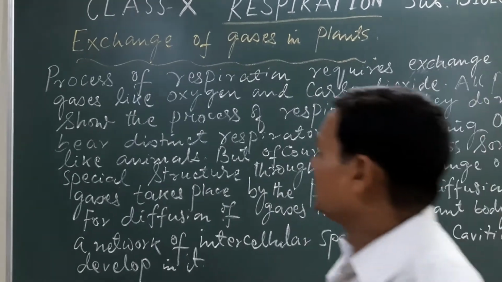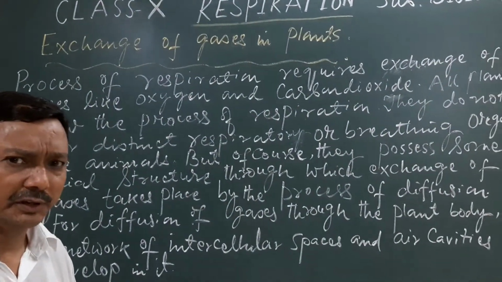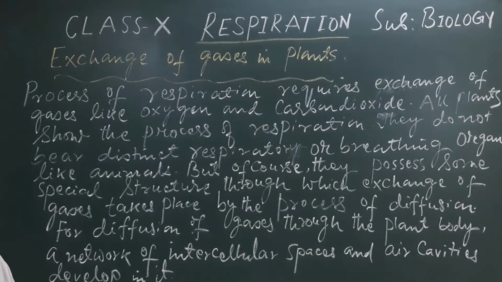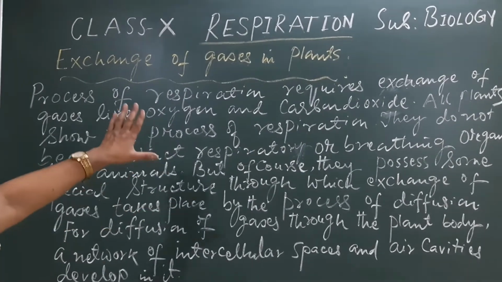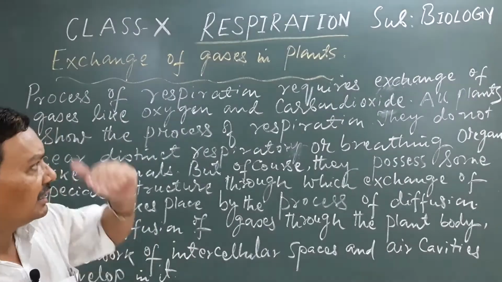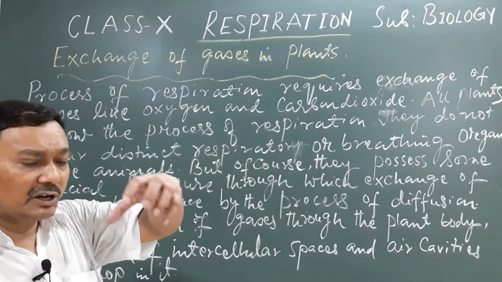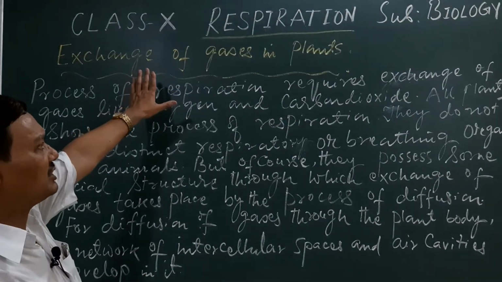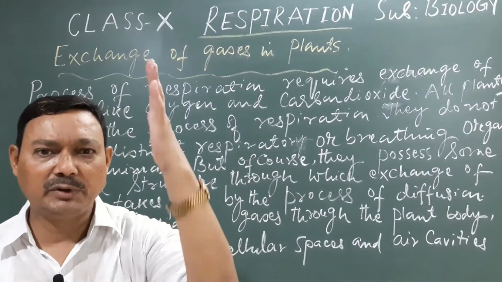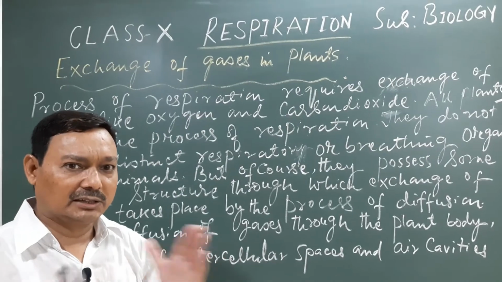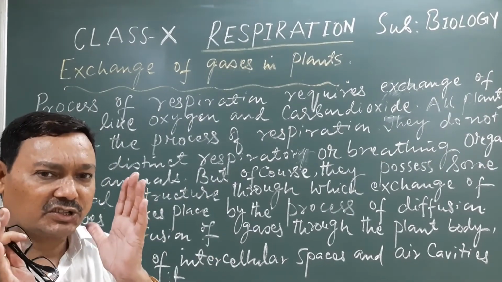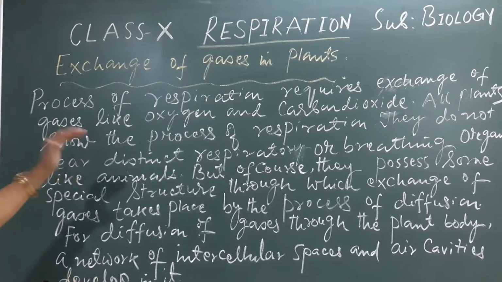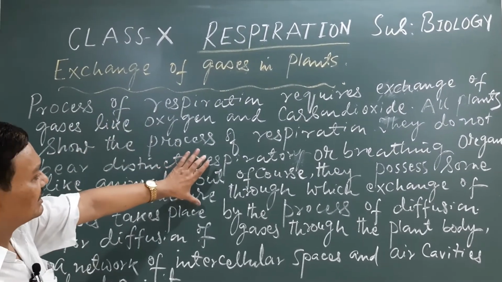During the process of exchange of gases in plants, in the previous topic, photosynthesis, we have also seen that there is an exchange of gases. In photosynthesis, carbon dioxide is taken and oxygen is given out. In reverse to that, in respiration, oxygen is taken and carbon dioxide is given out. But the mechanism of exchange of gases is similar in both processes, and that is the topic for today's class. So here I have written some brief ideas.